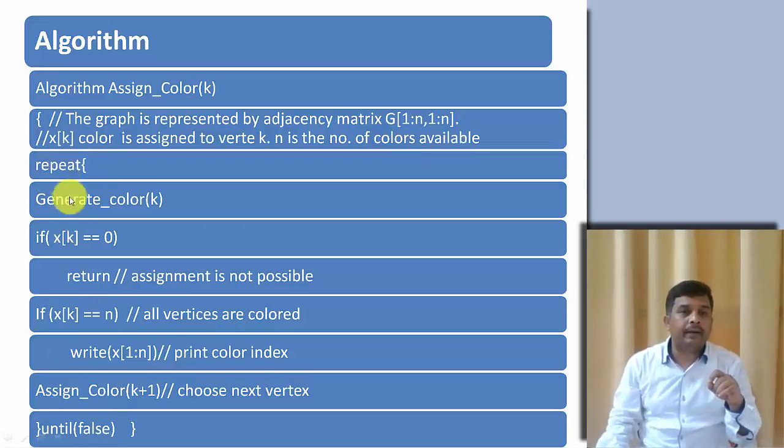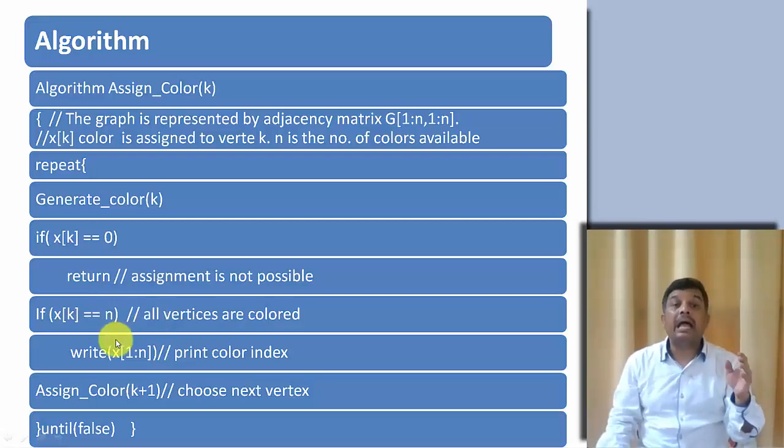Now we are going to repeat the whole thing till all the vertices are covered. Repeat, generate color of k. For vertex k, I want to generate a color, and if xk equal to 0, return. It means the assignment is not possible. If xk equal to n, it means all the vertices are colored, and I have to print all the colors. And next I have to call for the next vertex k plus 1, assign color of k plus 1. So till any vertices are left out, I have to complete this algorithm.